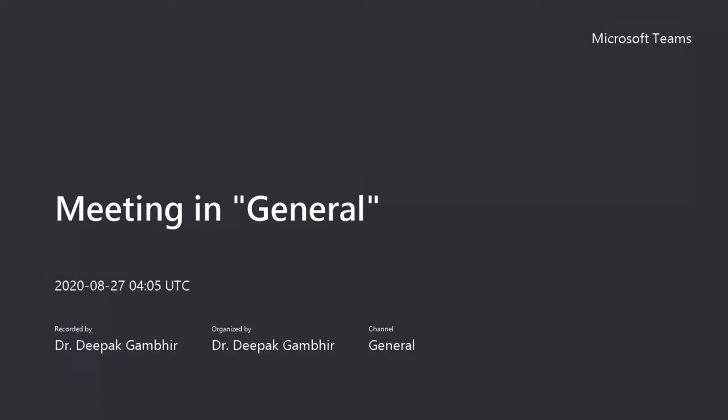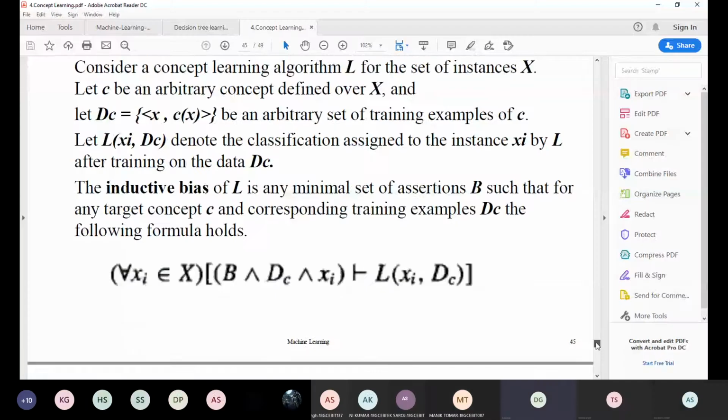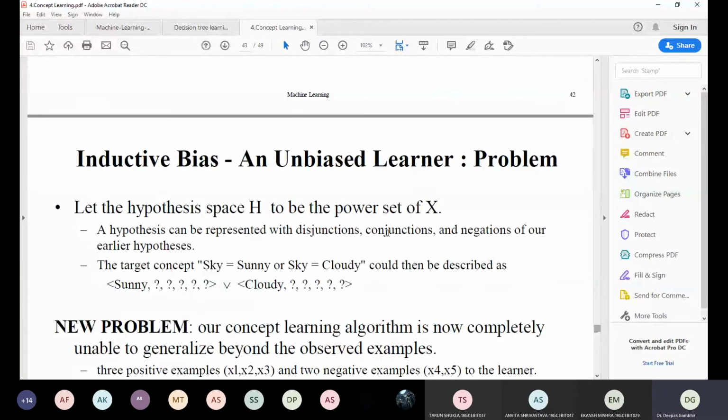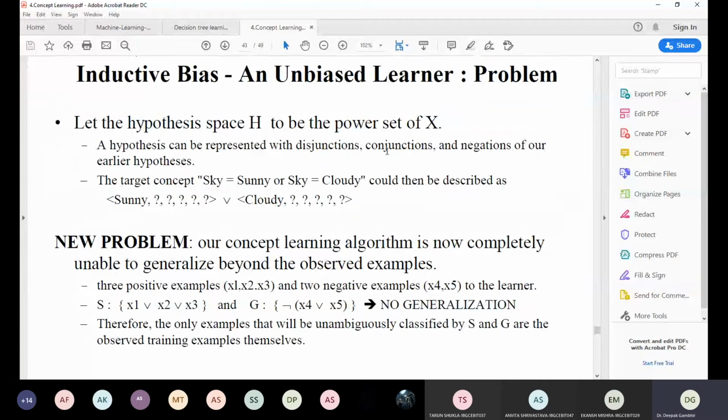So in the previous class, we studied the inductive bias, that is, the unbiased learner. We have already studied that. There is conjunction of hypothesis in the case of the candidate elimination algorithm, so we have to represent the disjunction. We introduced the inductive bias property, in which we can include the disjunction of the hypothesis.